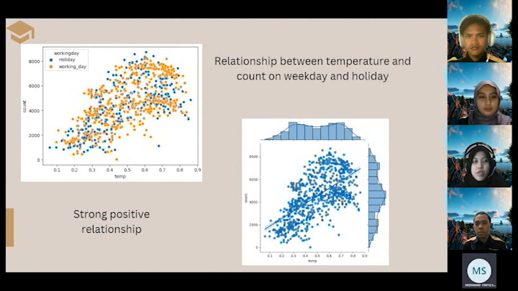Next. Okay, this one is the scatter plot, which we plot to show the relationship between temperature and count on weekday and holiday. The orange plot is for working day and the blue plot is for holiday. So from the scatter plot, we can conclude that the temperature and the count have a strong positive relationship for holiday and working day.